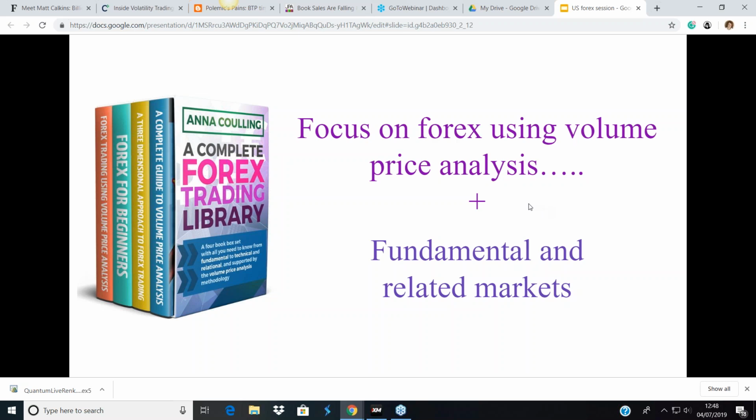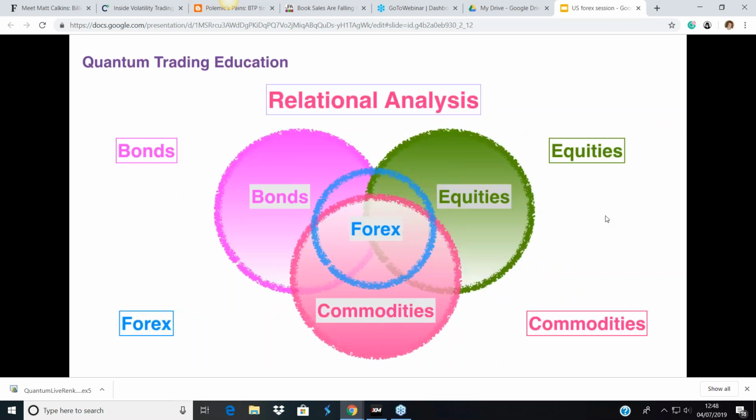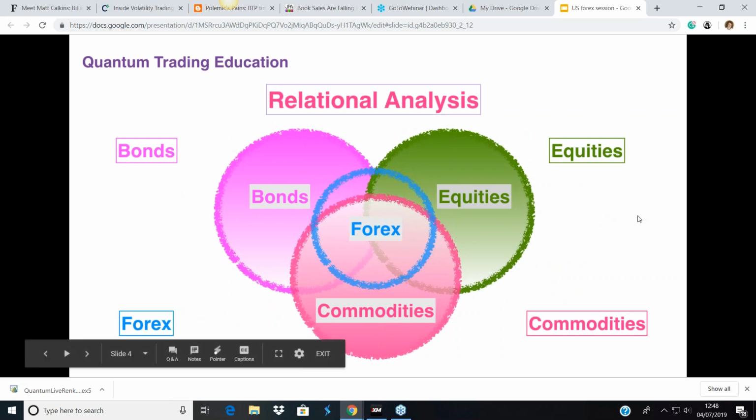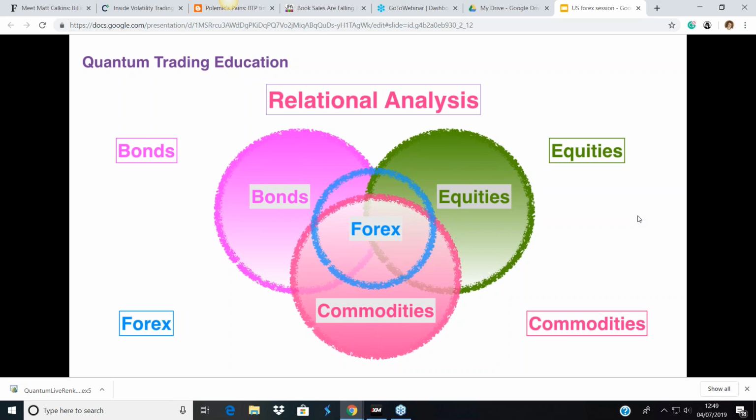But David and I, we take it one step further. We call that a 2-dimensional approach. We have a 3-dimensional approach. And what we have is a third strand, which is what we call relational analysis, and that is looking at the other capital markets of bonds, equities, and commodities. Forex sits in the center. Forex actually draws all of them together. It's where the money flows, and it flows fastest in the sense of moving from one asset class to the other.